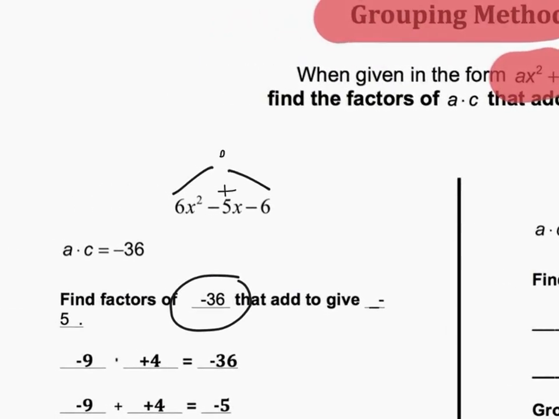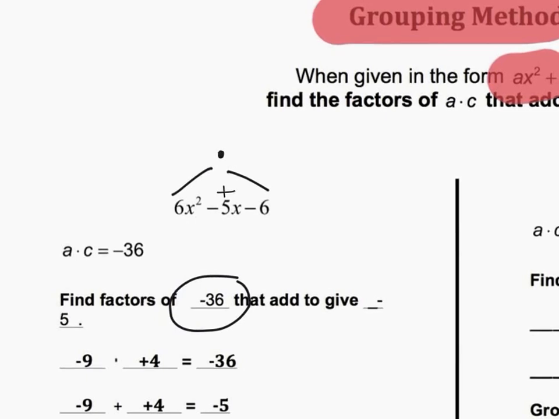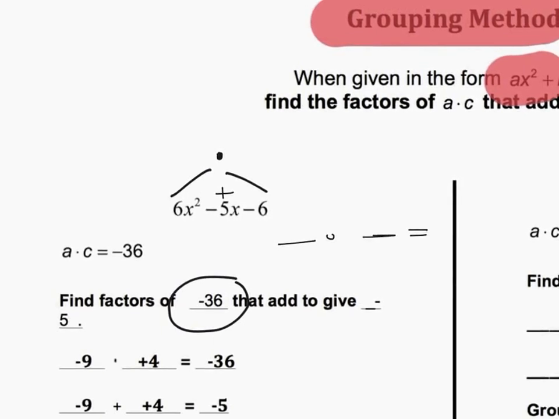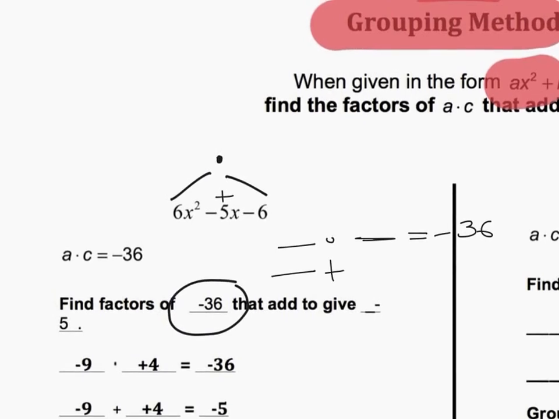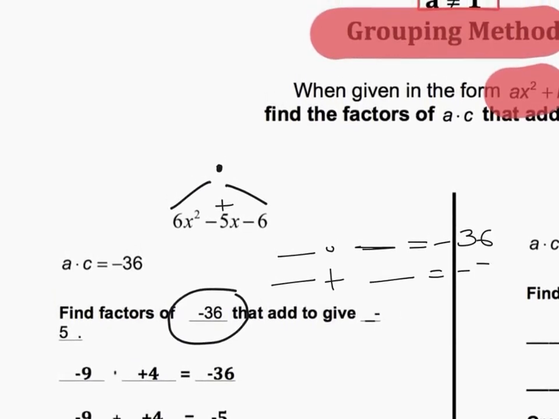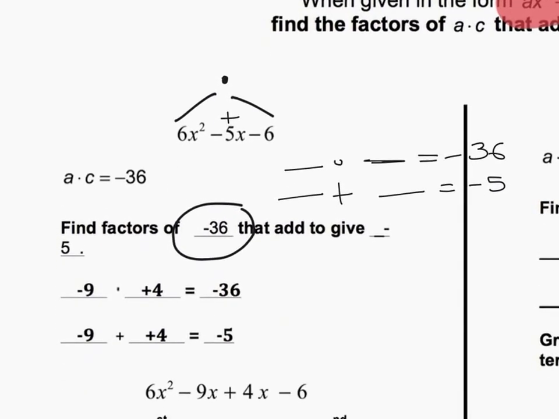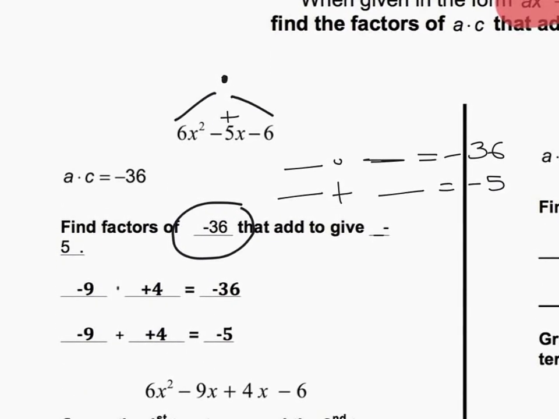So put a plus sign on top of the negative 5, and put a dot on top of AC. So two numbers that multiply to give me negative 36 and add to give me negative 5, which is the B. So two numbers that multiply to give me AC, A times C, and add to give me B.